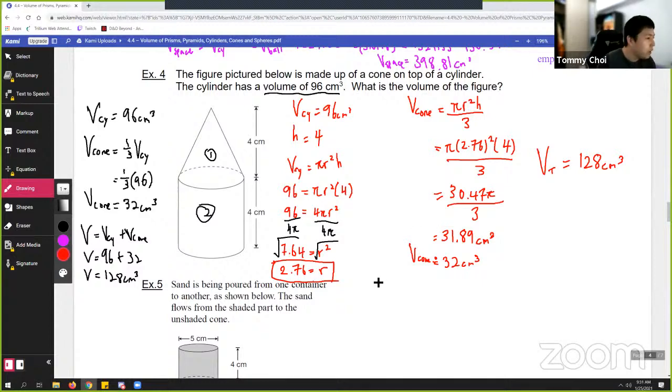Okay. Any questions about example 4? I don't understand how you got 128 centimeters cubed. Which one? The last one? I mean, if you really want me to show the work, it's the same one as before. You're literally just adding the two, which is the same stuff, right? 96 plus 32. You get the same thing.